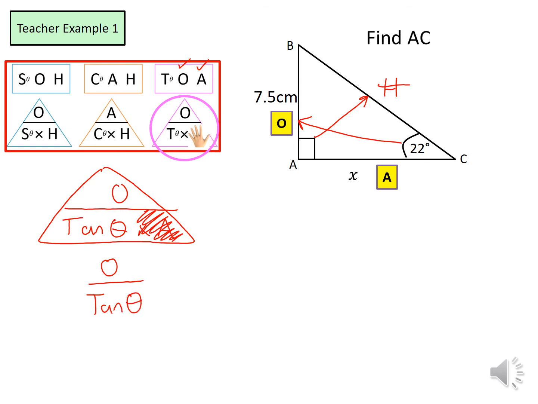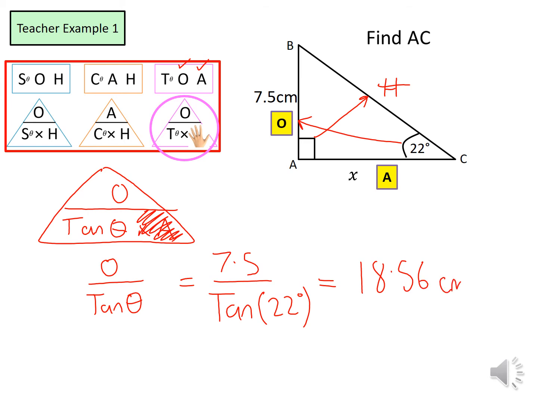Okay, now to work out what the length is, substitute our values in. Look at the opposite. Opposite has 7.5 centimeters divided by tan. What is my angle? My angle is 22 degrees. Therefore my answer is 18.56 centimeters to 2 decimal places.